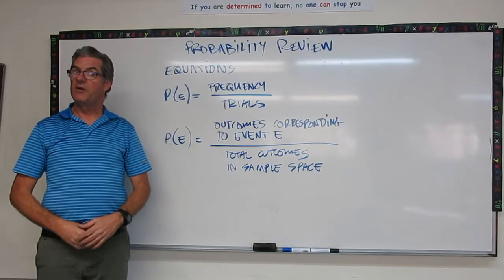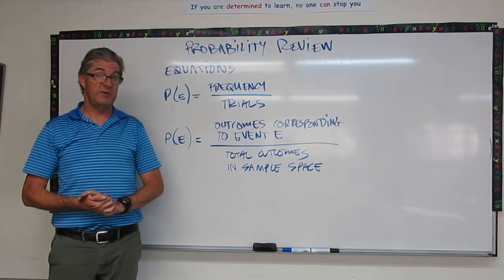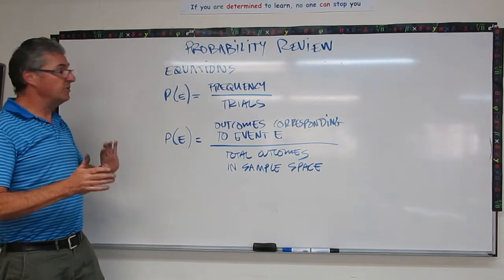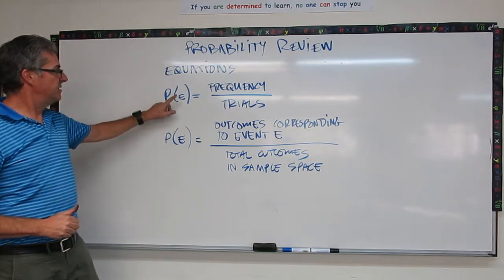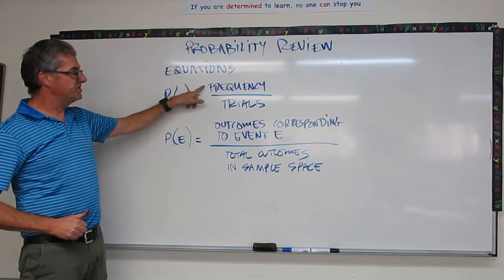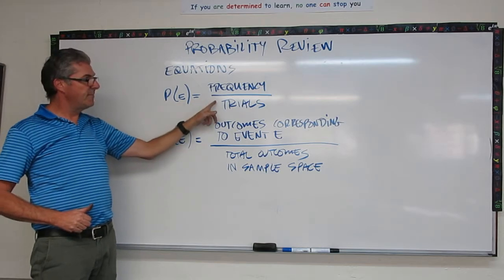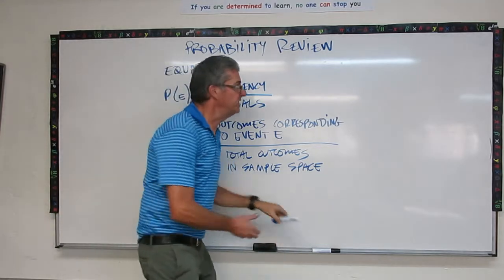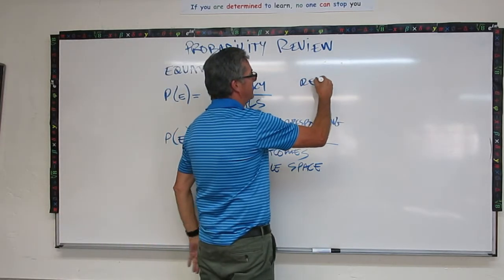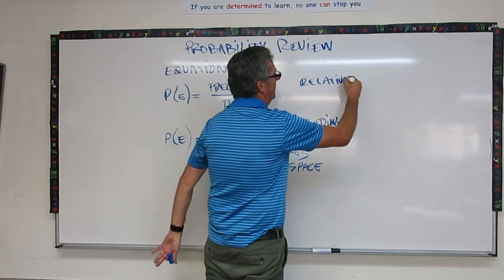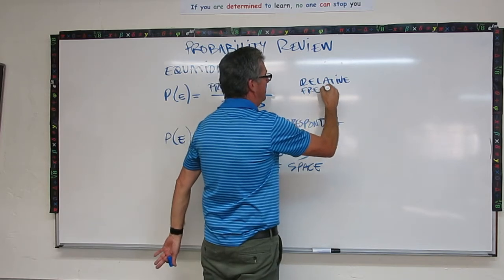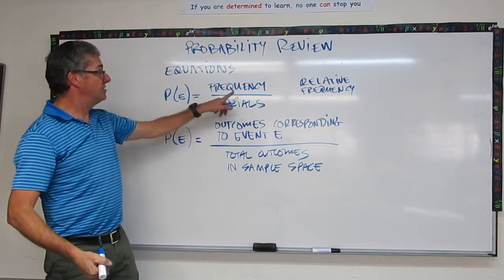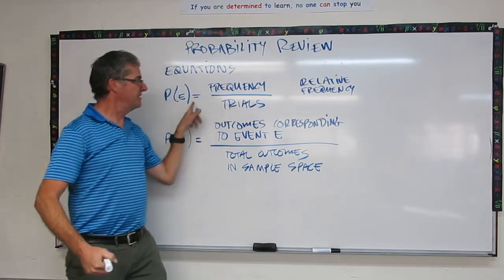Okay, to finish this video, I'd like to review the equations that we developed along the way in our probability chapter. So the first thing we talked about was this equation. Probability of E is the frequency over the trials. Do you remember what we called this? This is the relative frequency. This is basically the definition of relative frequency, this equation.